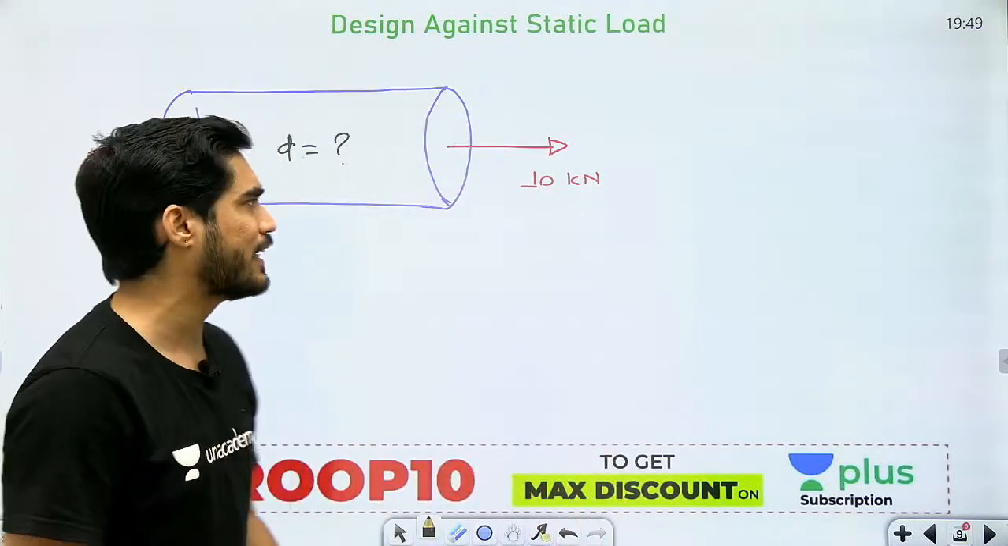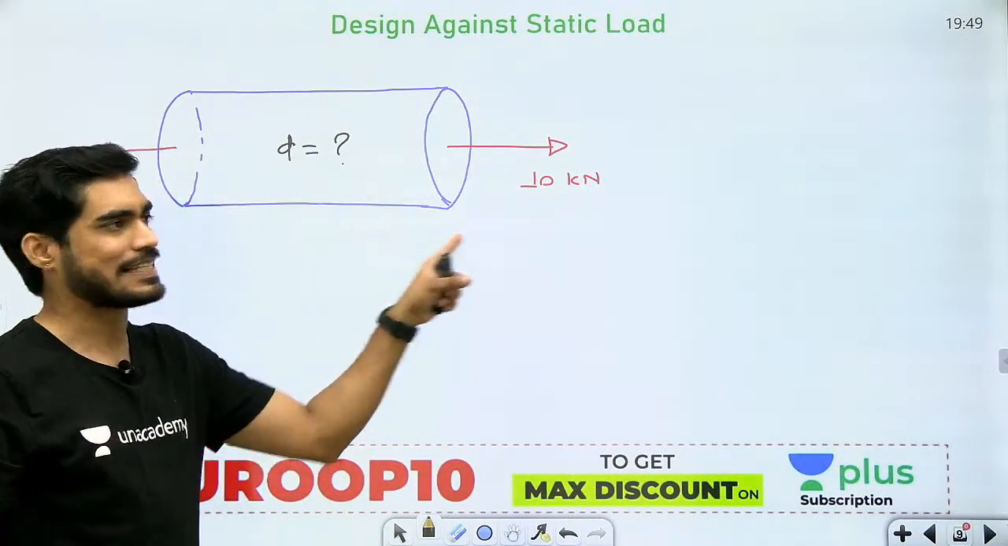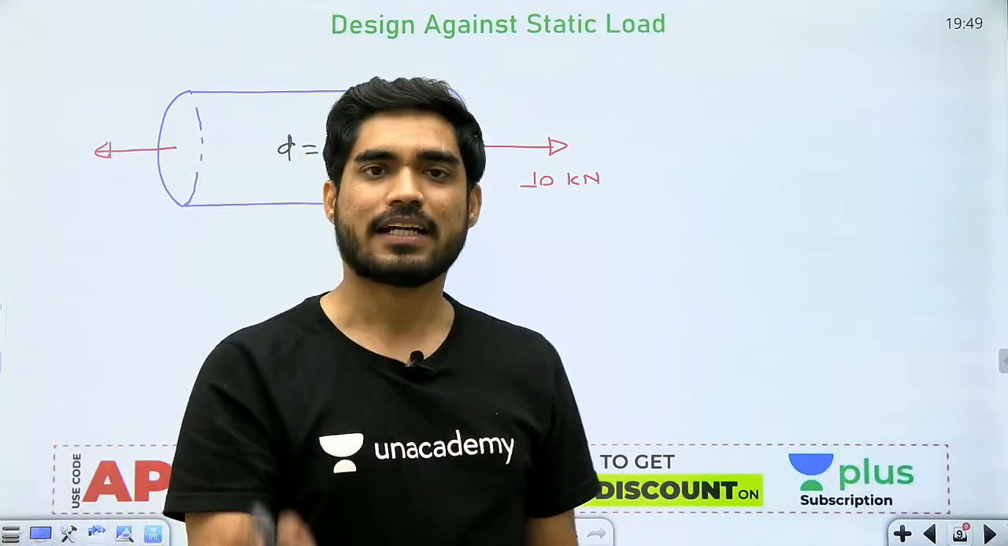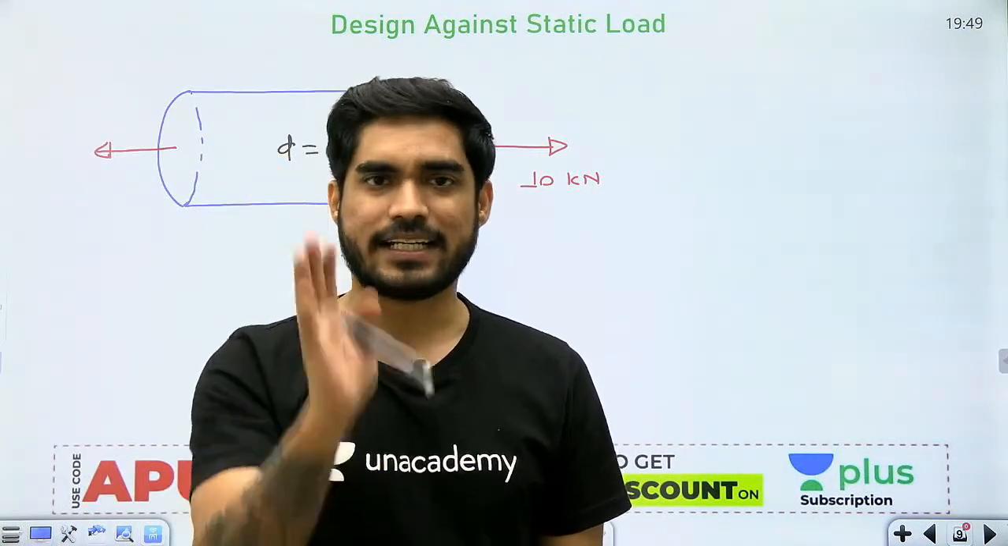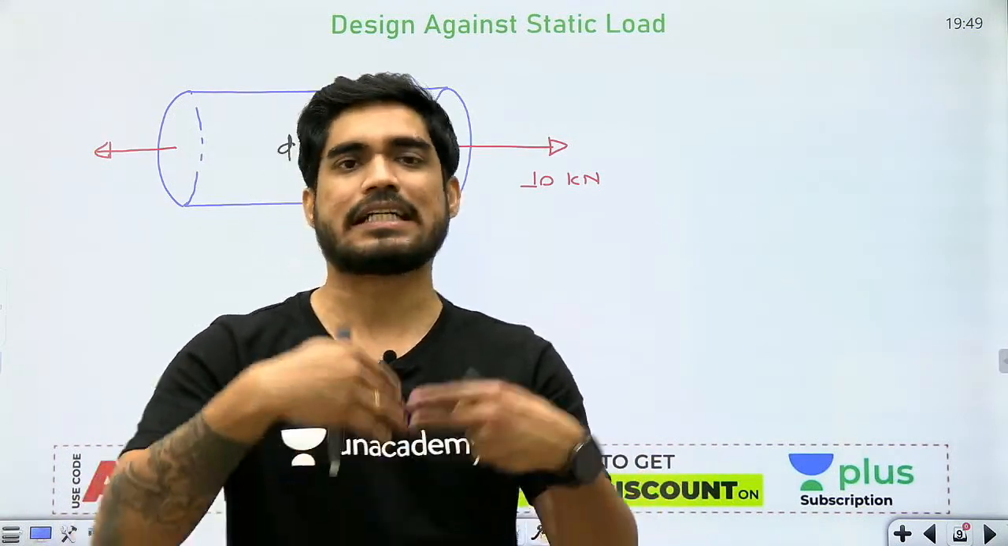I want you to find a suitable value of this diameter so that this bar can sustain 10 kilonewton load without failure. This means design against static load. Now there can be different types of load. There can be different types of members.